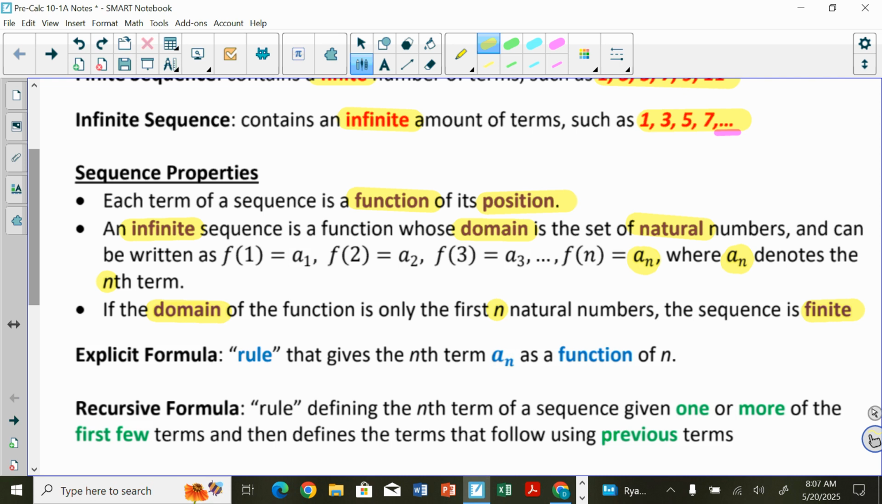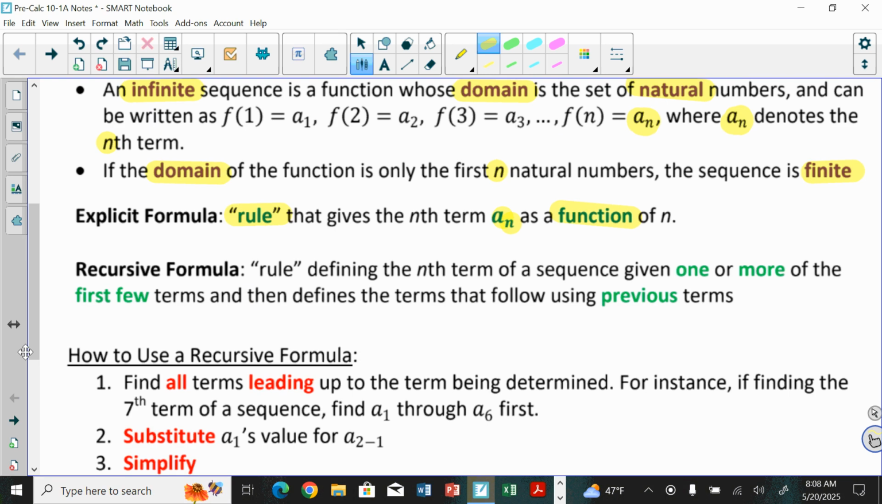Okay. An explicit rule or explicit formula. This is a rule that gives the nth term as a function of n. So that's kind of why, in the wording above, a of n is a function of n.